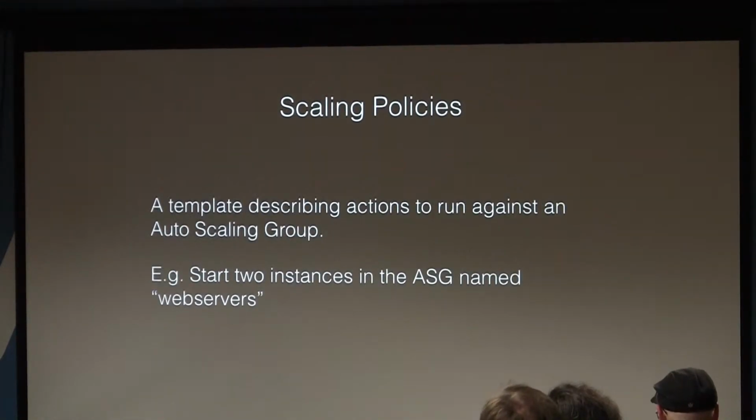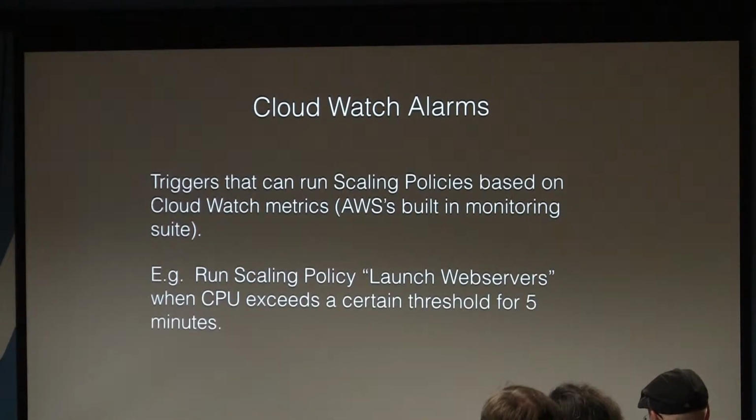The third component is the scaling policy, and this is a template that defines actions to take against an autoscaling group. So, for example, start two instances in the autoscaling group called web servers is a perfectly valid scaling policy that you can use. And the last component that I'm going to talk about is CloudWatch Alarms, and these are triggers that can run the scaling policies based on metrics that you're monitoring across your environment.